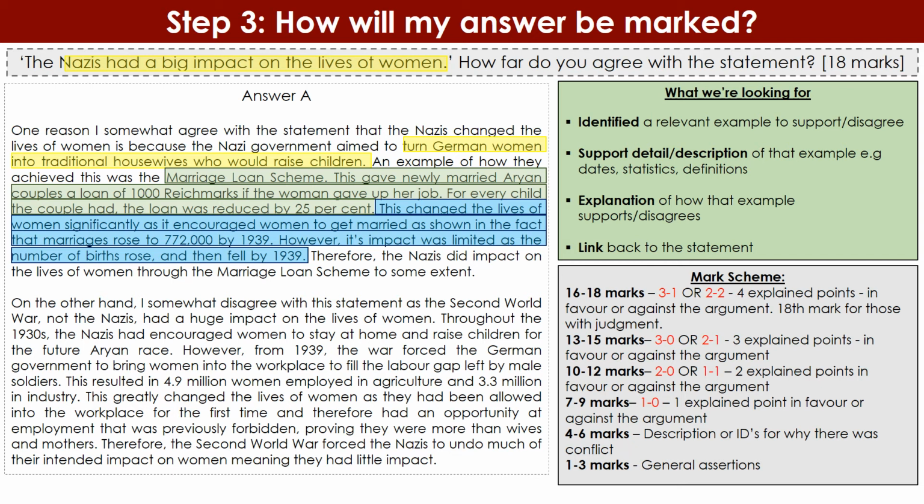So this is where that qualifier comes in really handy, because they've said at the start, one reason I somewhat agree with the statement, and in their explanation, they've gone, well, yes, actually, this is how it does have an impact, but actually, no, on the other hand, this is how it does not have an impact. So they're saying in their link sentence, therefore, the Nazis did impact on the lives of women to some extent. So this is a good answer.